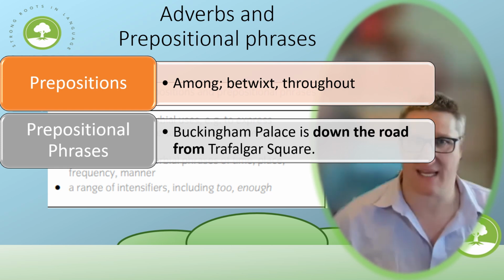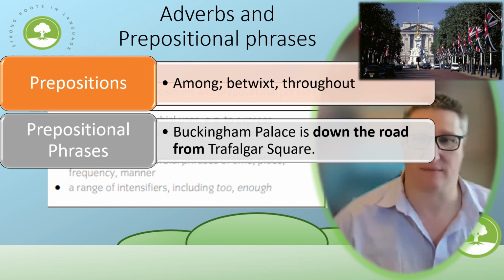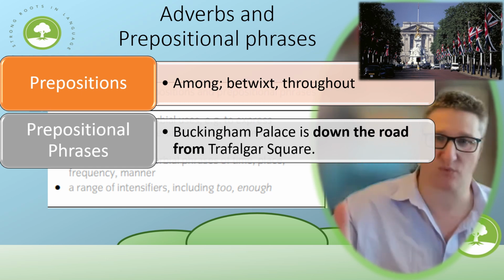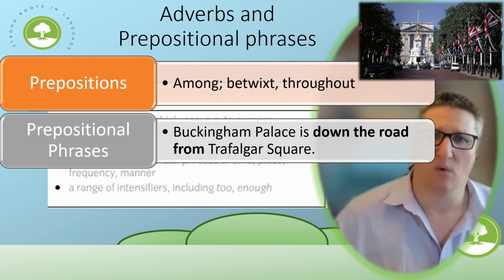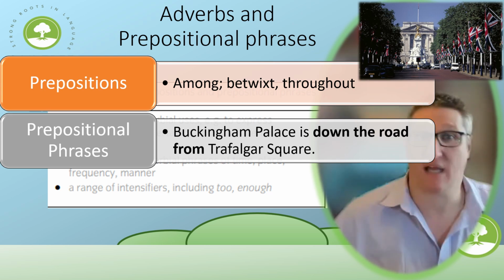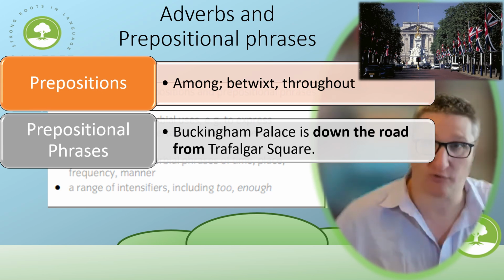Buckingham Palace is down the road from Trafalgar Square. That is true. The road in question is this one in the picture, the Mall. We never know what is happening behind the scenes. These are prepositional phrases. They're also idioms.